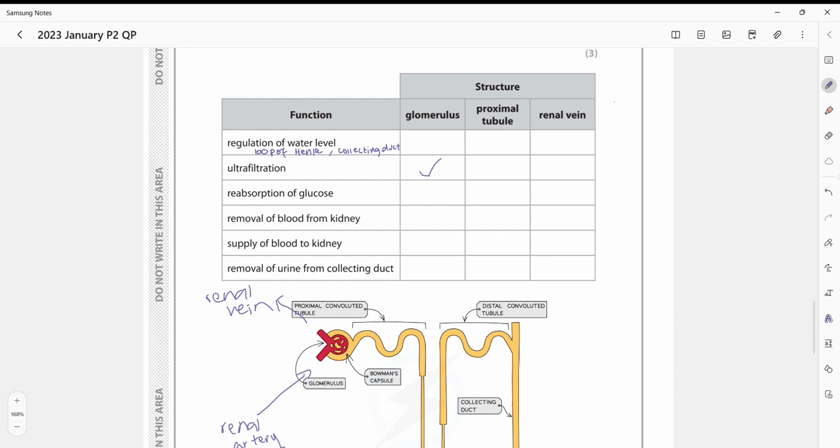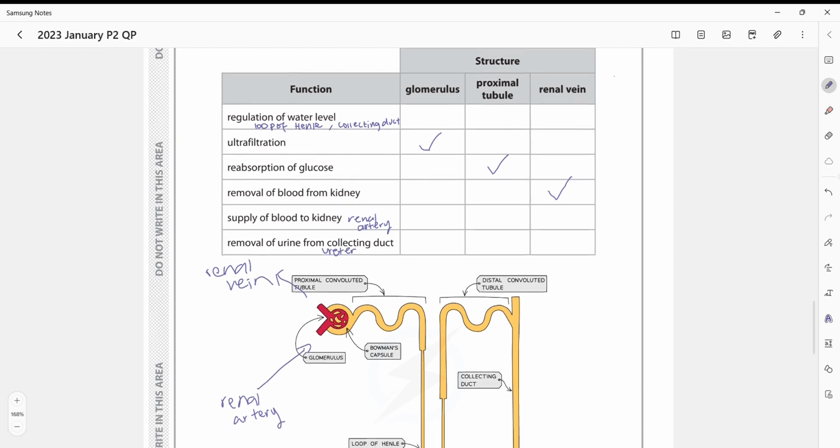Next is reabsorption of glucose that happens in the proximal convoluted tubule, and that is selective reabsorption essentially. The third part is removal of blood from kidney, so that would be the renal vein. Supply of blood to kidney, that would be the renal artery. So removal of urine from collecting duct, this would be the ureter.